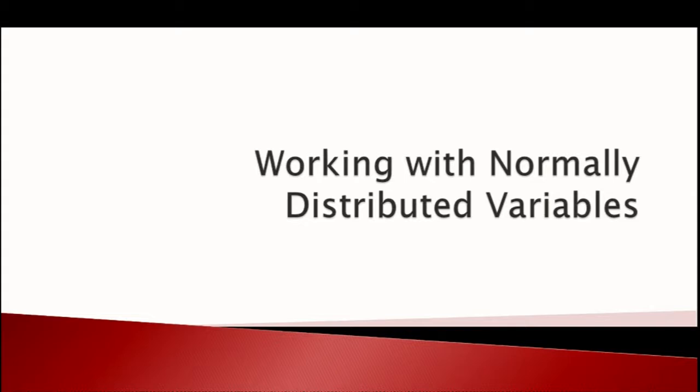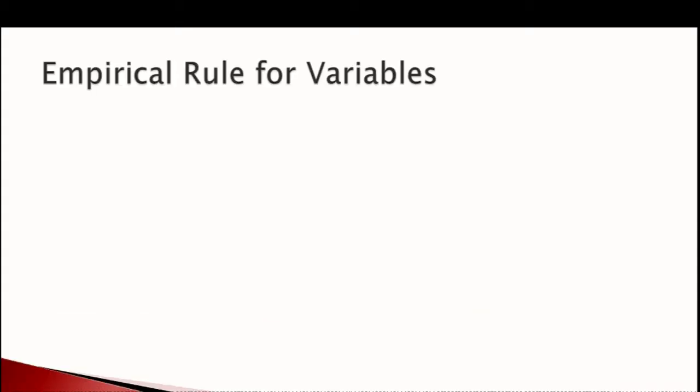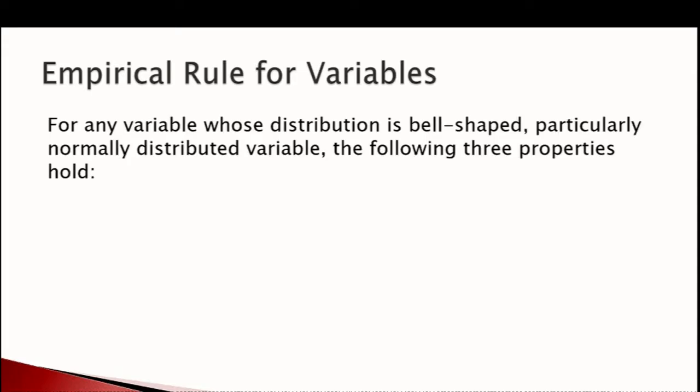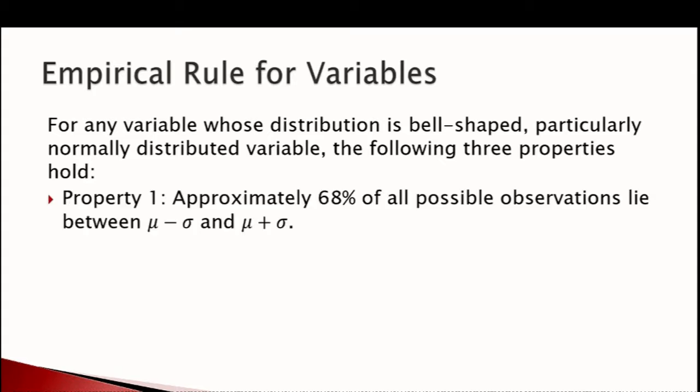For normally distributed variables, there are some nice properties, one of which is the empirical rule that you may have learned earlier in the semester. So here is a short review of it. For any variable whose distribution is bell-shaped, particularly a normally distributed variable, the following three properties hold.